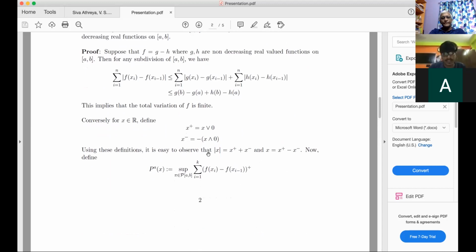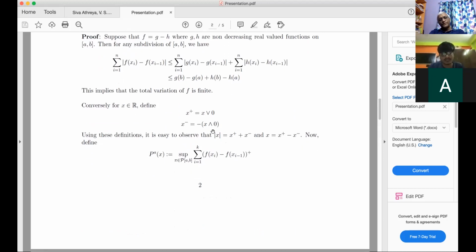Now let's prove the other direction. For that, we'll define x plus to be equal to the maximum of x and 0, and x minus to be the negative of the minimum of x and 0. From there, it's easy to observe that both these quantities are non-negative, as this is the minimum of x and 0, and you take the negative of that. And in the same way, you can observe these two identities, that modulus of x is basically x plus plus x minus, and that x is equal to x plus minus x minus. We'll be using these identities in the proof.